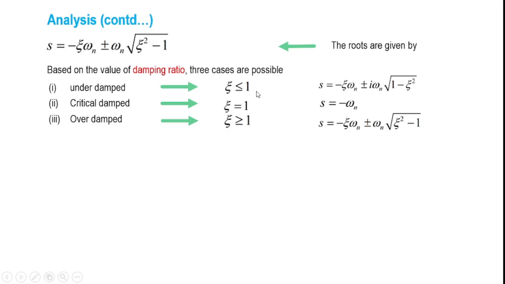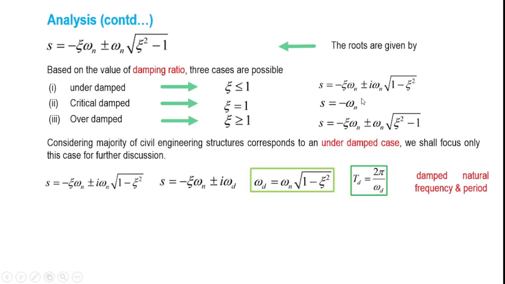And for such a case, we can write down the root of the characteristic equation as s equal to minus c into omega n plus or minus of, obviously we know that when c is less than 1, the quantity within the square root will be negative, which means that s in that case can be written as minus c into omega n plus or minus of i into omega n square root of 1 minus c square. Remember, i is an imaginary quantity, that is square root of minus 1.